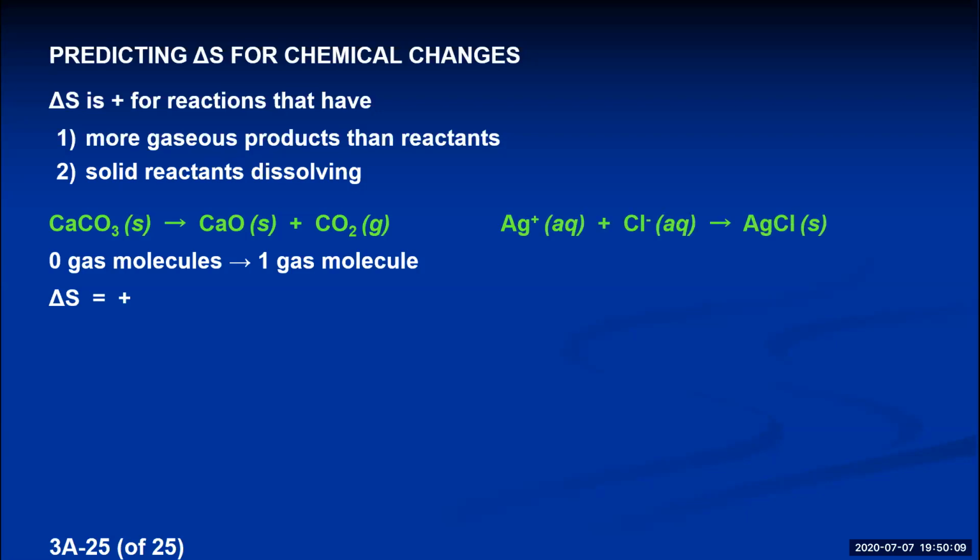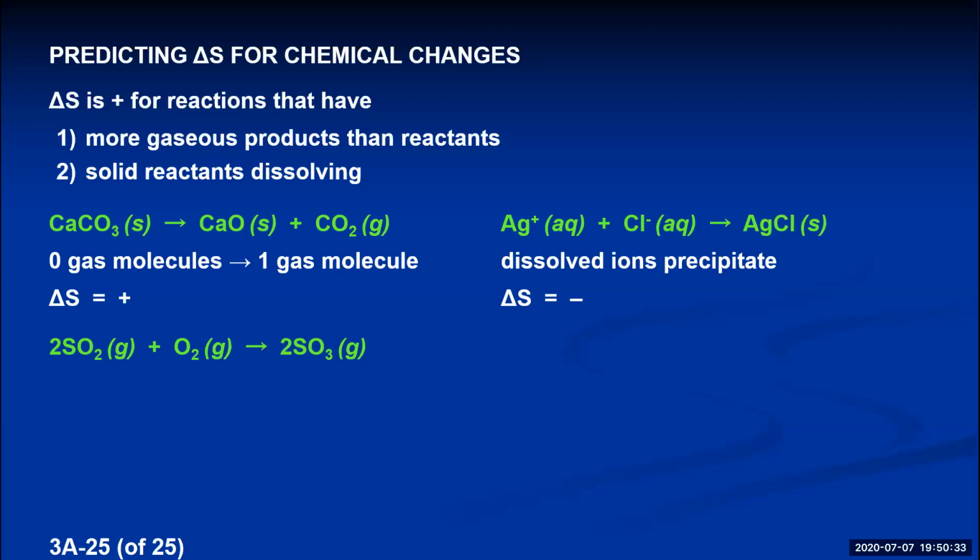What if we have silver ions that are dissolved plus chloride ions that are dissolved and they form a precipitate of AgCl? Is that becoming more disordered or more organized? Well, if you make separate ions have to stick together, you're making them become more ordered. So dissolved ions, when they precipitate, become more organized or more ordered. That means the entropy change for that process would be negative.